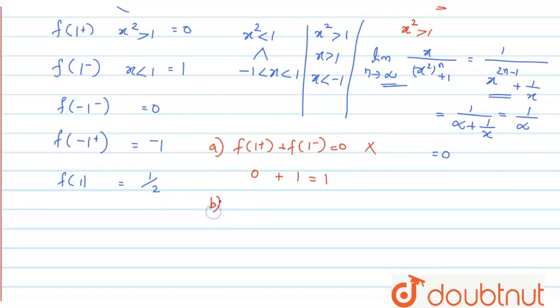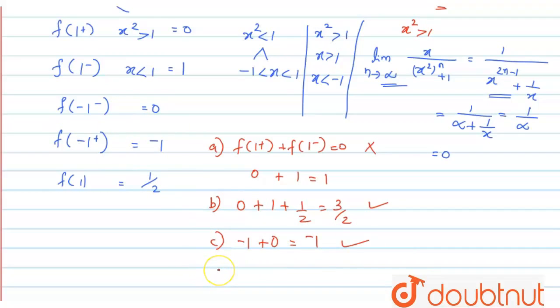Now option B is f of 1 plus f of 1 minus plus f of 1. f of 1 plus is 0, plus f of 1 minus is 1, then plus f of 1, which is half. So that is equal to 3 by 2. So the answer is correct for option B. And option C says f of minus 1 plus f of minus 1 minus. f of minus 1 plus is minus 1, plus f of minus 1 minus is 0. That is equal to minus 1. So option C is also correct.